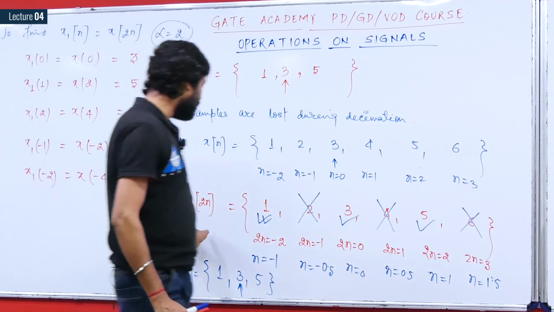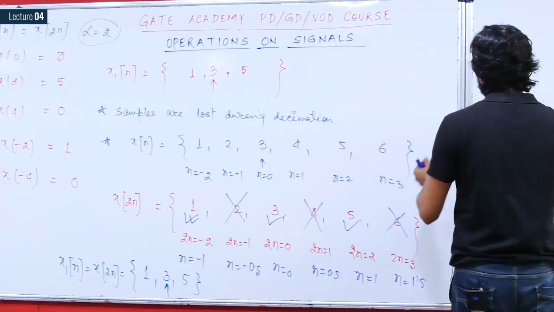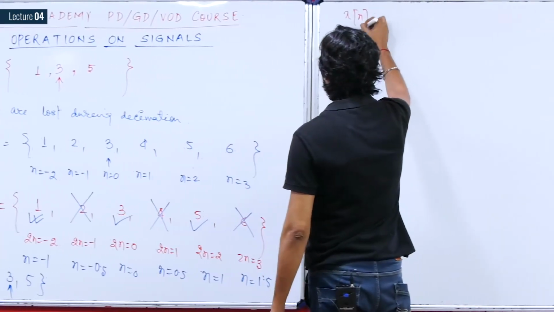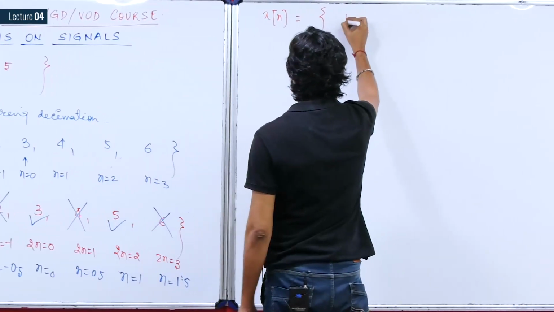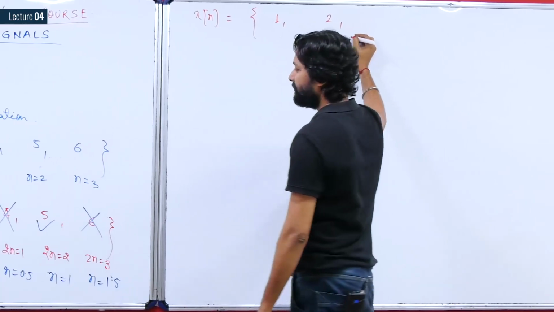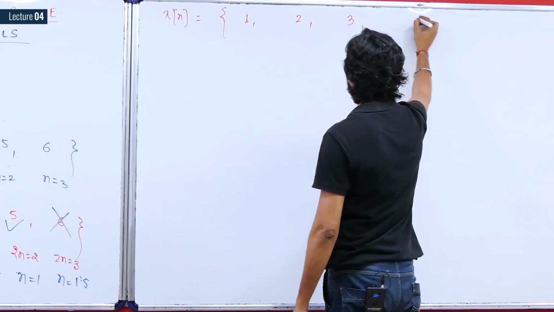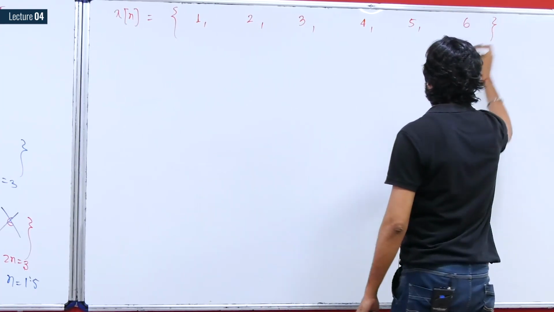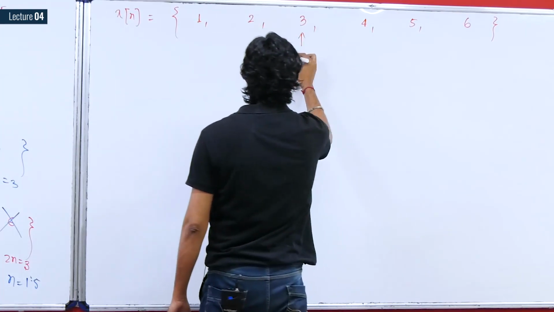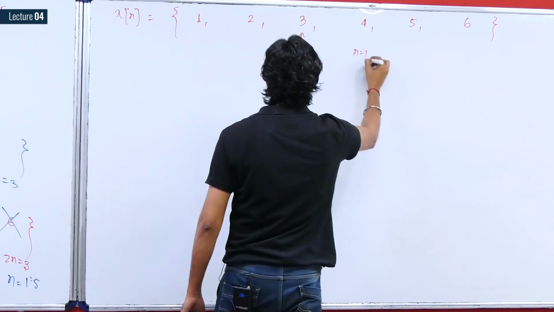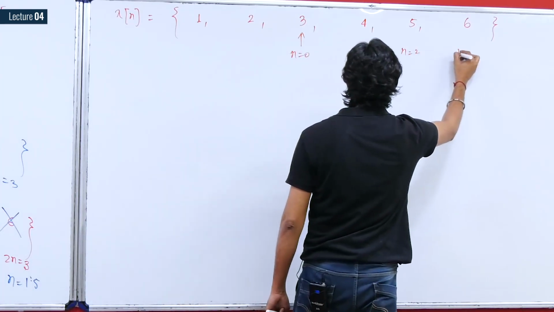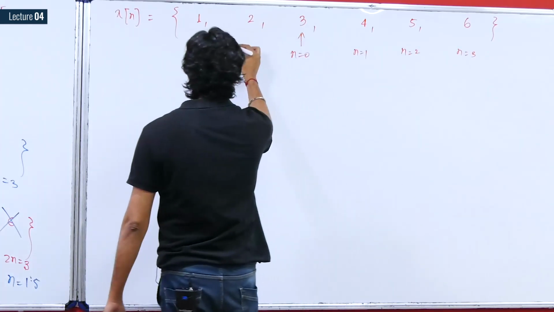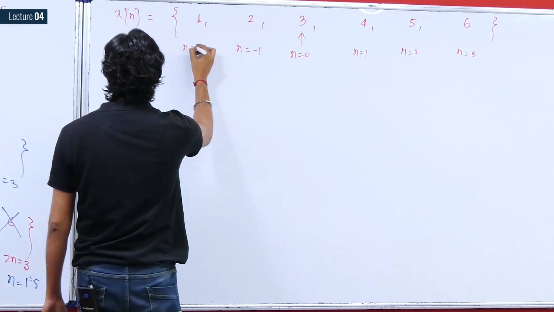But for the time being, one more example we have taken. As we have taken for x of n, these were the values, that is 1, 2, 3, 4, 5 and 6. These values were for n equals to 0, n equals to 1, n equals to 2 and n equals to 3, and it is for n equals to -1, n equals to -2.